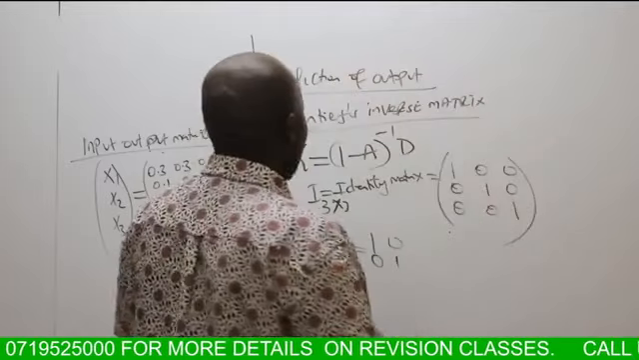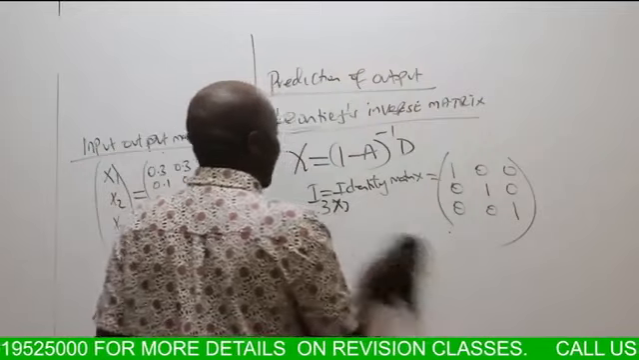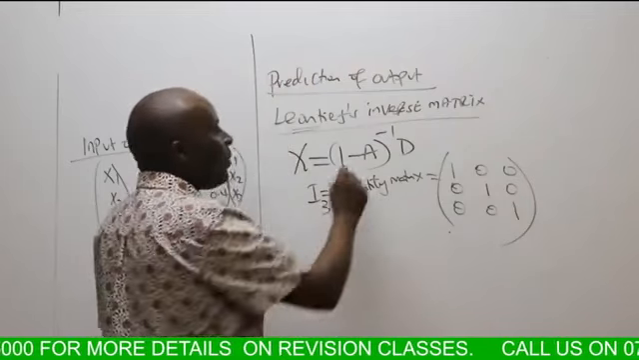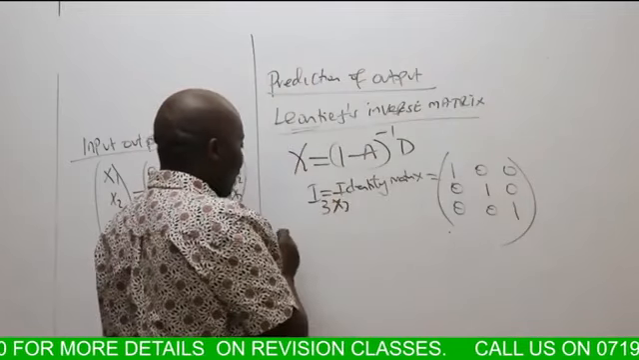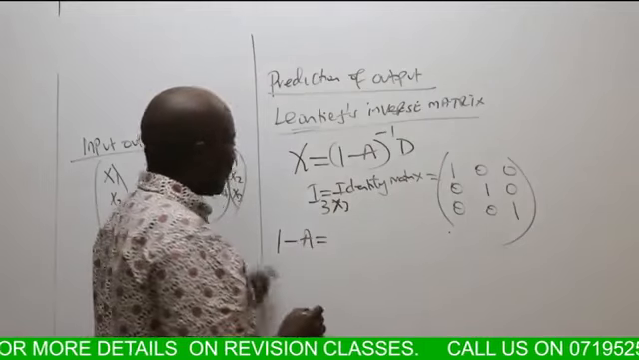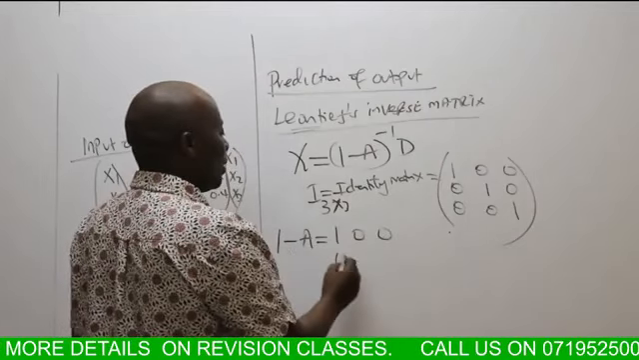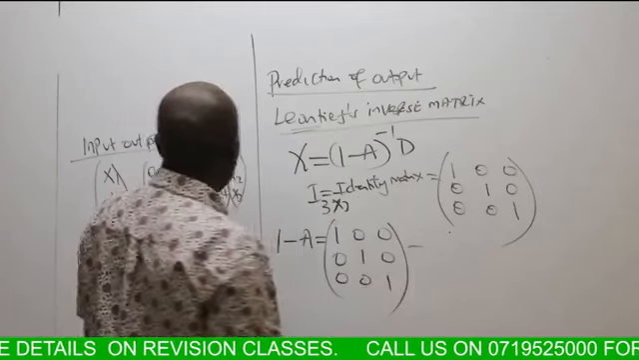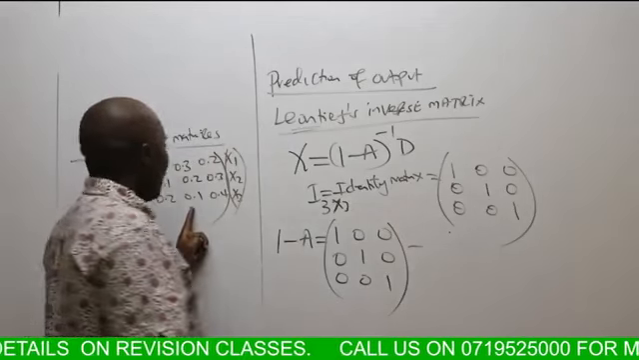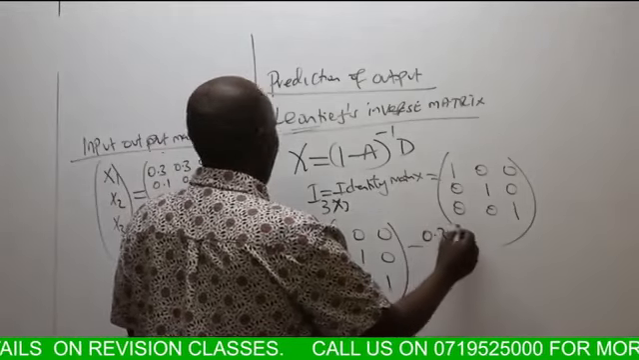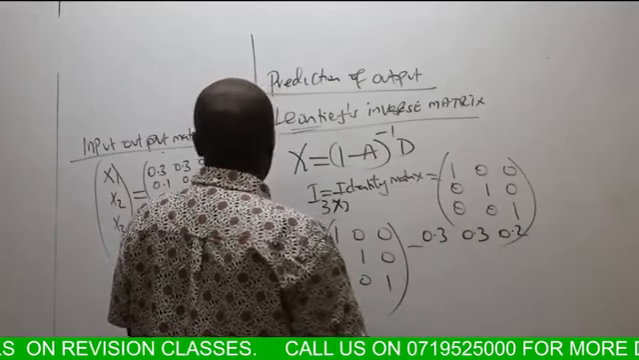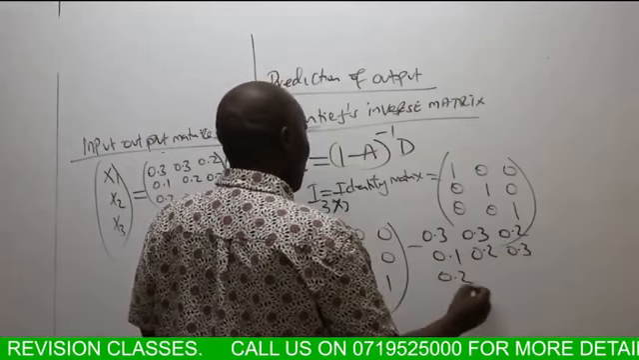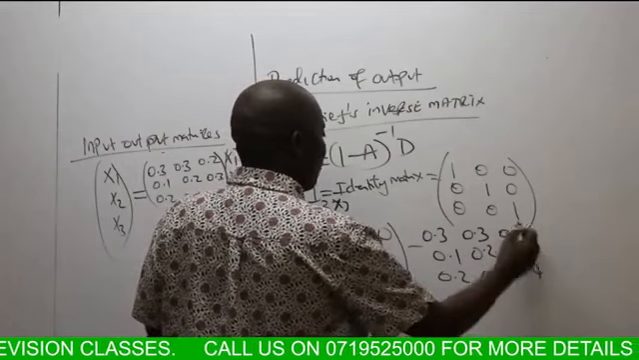Now, ladies and gentlemen, the moment you have this identity, what we need to do is to come here and take care of the bracket. The bracket tells me to say I minus A first. So the I here is 1, 0, 0, 0, 1, 0, 0, 0, 1, minus my A matrix. If you remember, the A matrix is this one: 0.3, 0.3, 0.2, 0.1, 0.2, 0.3, 0.2, 0.1, 0.4, like that.